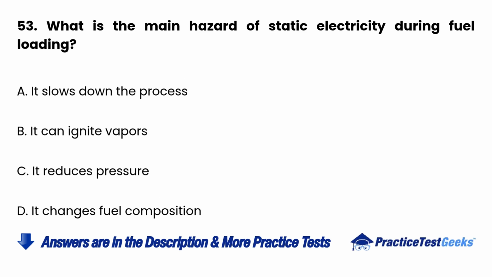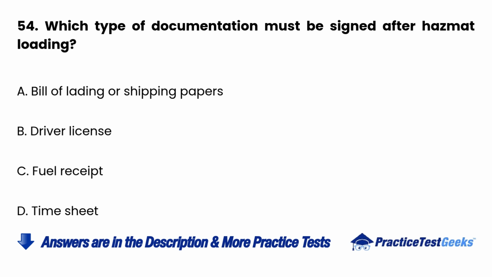53. What is the main hazard of static electricity during fuel loading? A. It slows down the process. B. It can ignite vapors. C. It reduces pressure. D. It changes fuel composition. 54. Which type of documentation must be signed after hazmat loading? A. Bill of lading or shipping papers. B. Driver license. C. Fuel receipt. D. Timesheet.